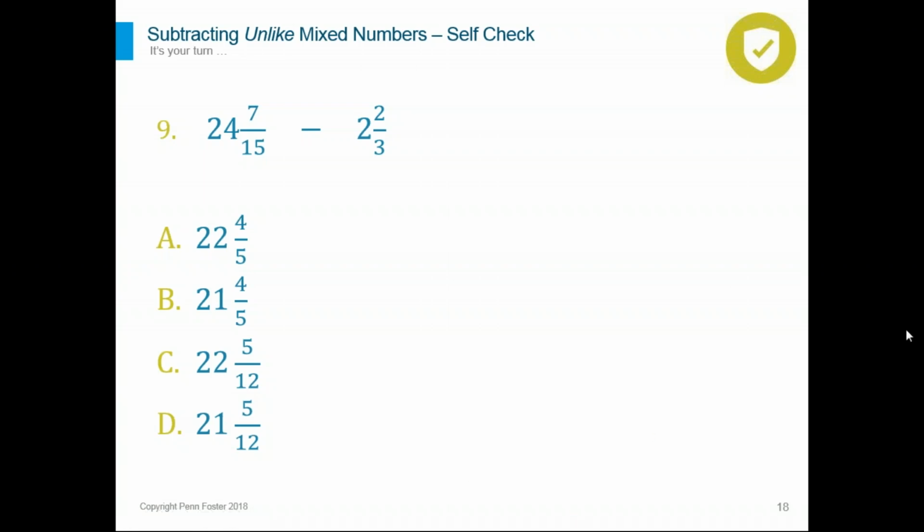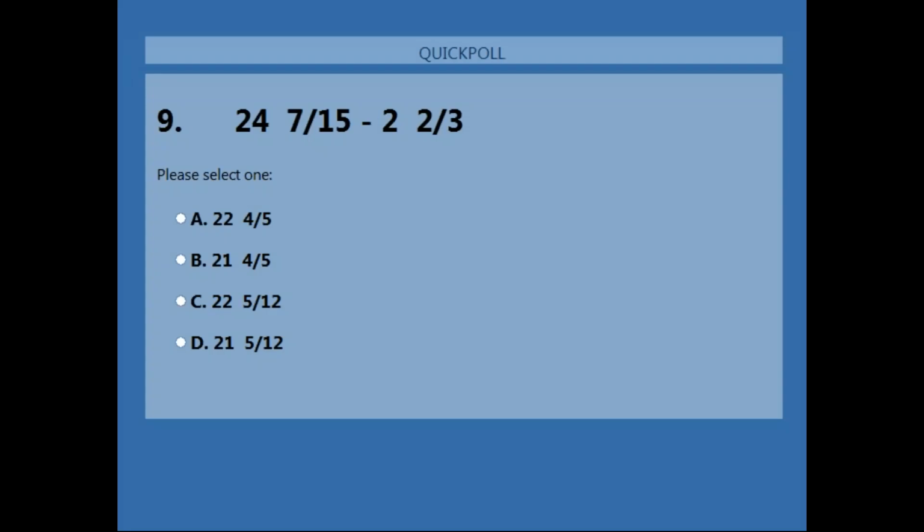Okay, here's the question again. You still have time to work on the question. Make sure that you write the problem neatly, just to know that 24 belongs to that fraction and 2 belongs to the 2 over 3. You have a subtraction sign, so be clear on your paper that you do not add or multiply. It says subtraction. What is the difference between the two unlike mixed numbers?